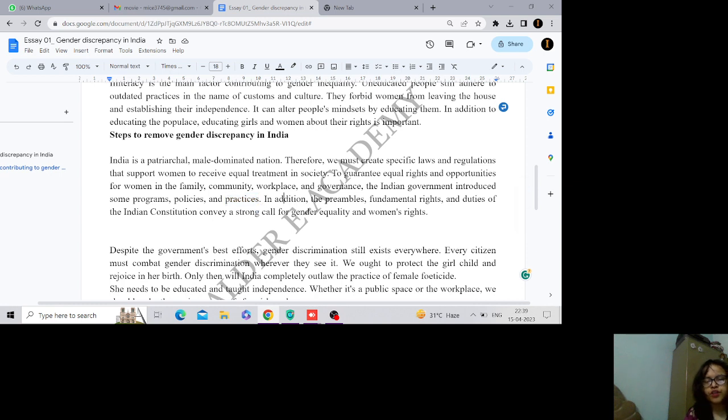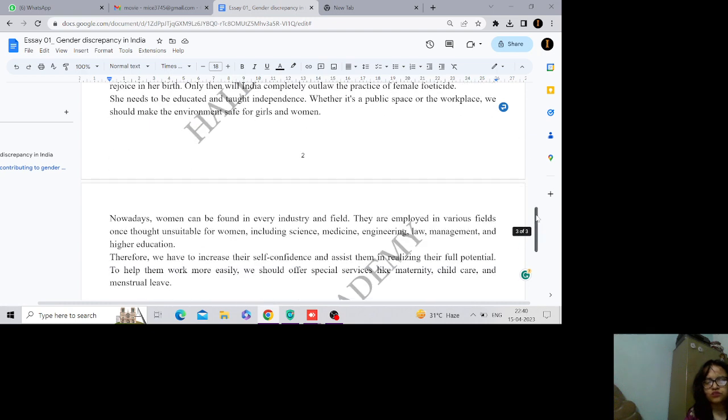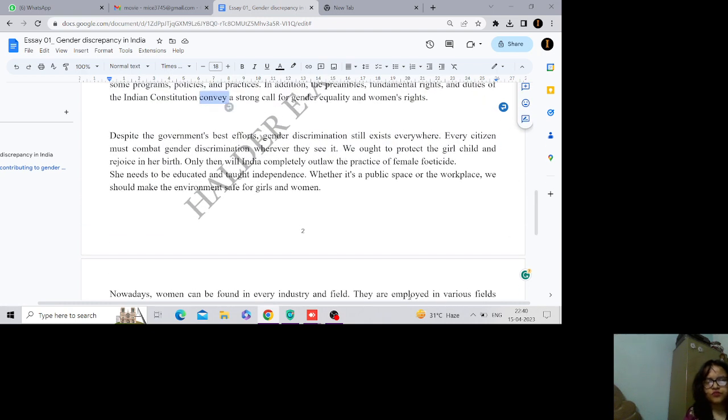In addition, the preamble, fundamental rights and duties of the Indian Constitution convey a strong call for gender equality and women's rights. So there should be some fundamental rights, and the Indian Constitution has to play a role that will convey a strong call for gender equality. But what happens? What's the future? Although the government is taking its best efforts, gender discrimination is still there almost everywhere.